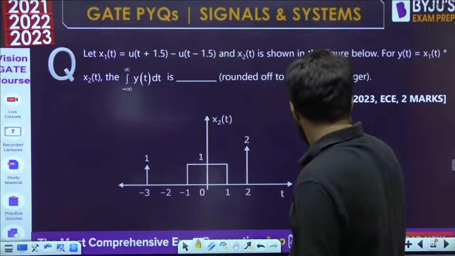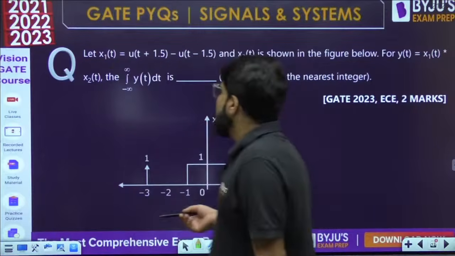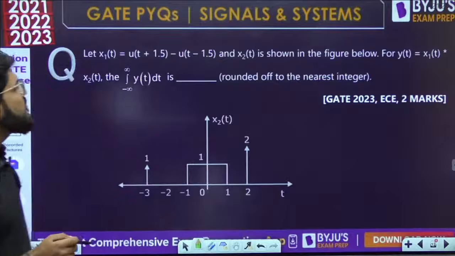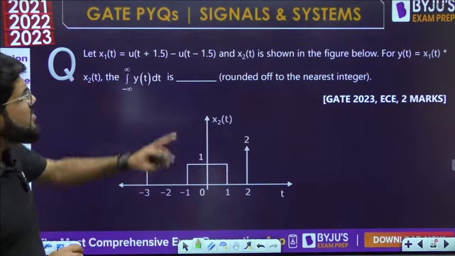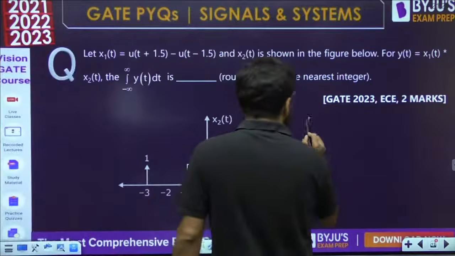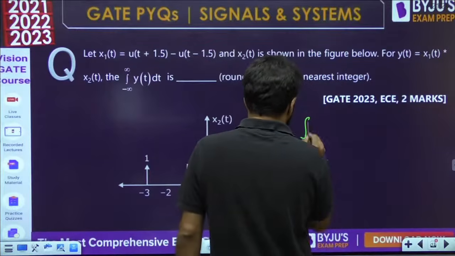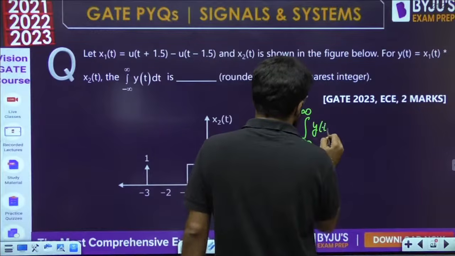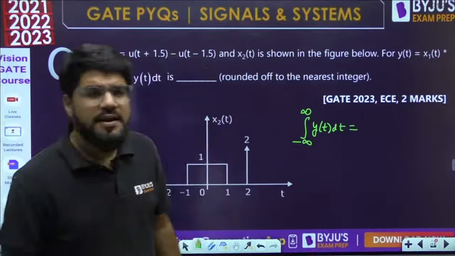Next question, 2023 EC, 2 marks. This one is relatively easy. Let x1(t) be equal to u(t plus 0.5) minus u(t minus 0.5), and x2(t) is shown in the figure below. For y(t) equal to x1 convolution x2, what is the integral from minus infinity to infinity of y(t) dt? Integral of a signal is the area under the curve.